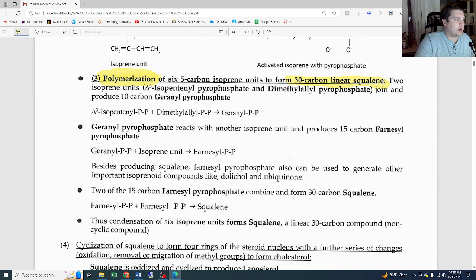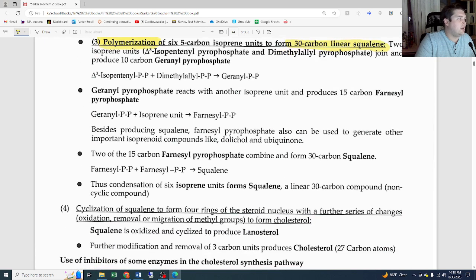And then this is going to go back over the steps. So first, 2 isoprene units join and produce a 10-carbon geranyl pyrophosphate. Geranyl pyrophosphate reacts with another isoprene unit and produces the 15-carbon farnesyl pyrophosphate. And besides producing squalene, farnesyl pyrophosphate also can be used to generate other important isoprenoid compounds like dolichol and ubiquinone.